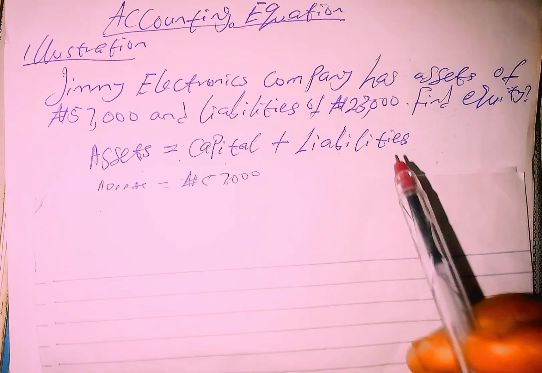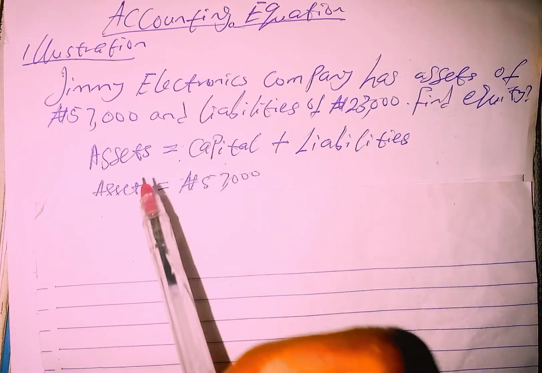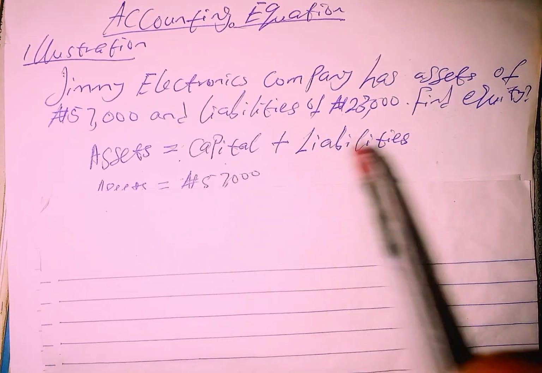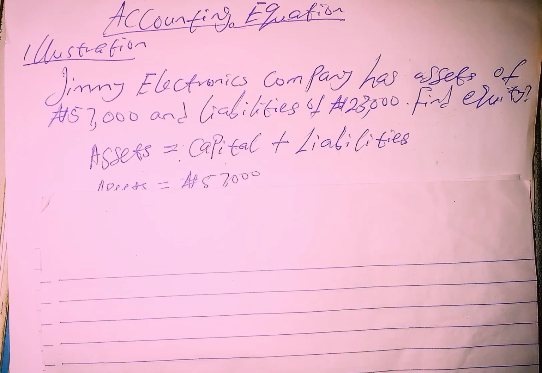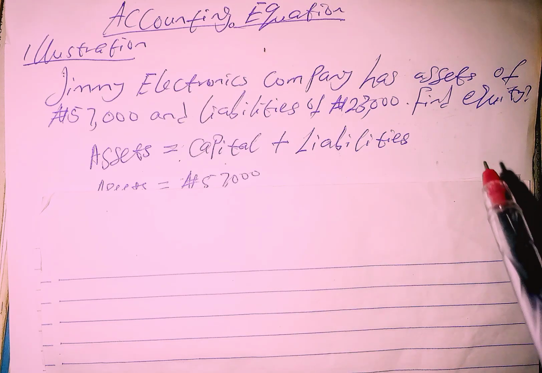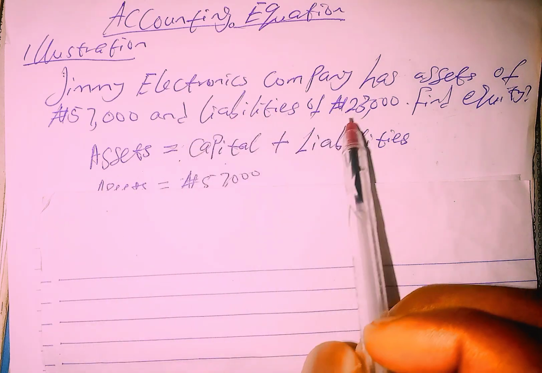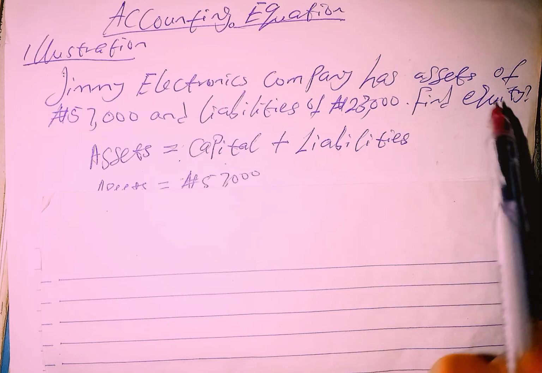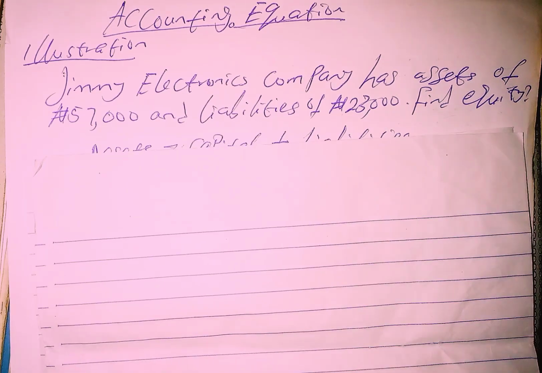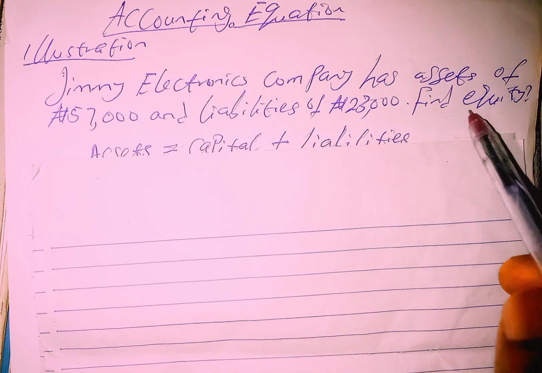Jimmy Electronics Company has assets of 57,000 naira and liabilities of 23,000 naira. Find equity. Jimmy Electronics Company has assets of 57,000 naira and liabilities of 23,000 naira. Find what? Equity. Okay, so at this point we are going to find equity, but don't be confused by the word here, equity.